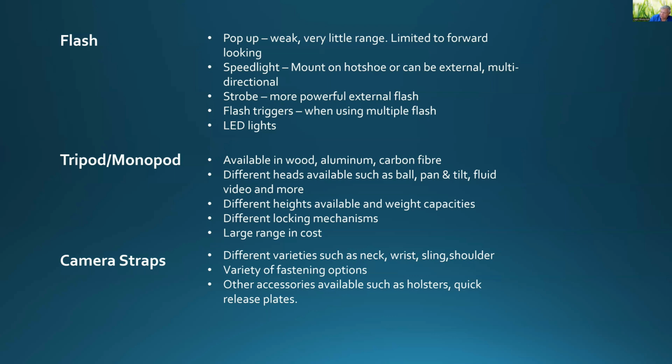Other things in the camera strap range, there's holsters, there's quick release plates where you've got a plate on, say, your belt, and you can attach your camera to that. It locks in a certain way so the camera will not fall off your belt. And then it's got a quick release so that you can pull it off and take your pictures and put it back on again.